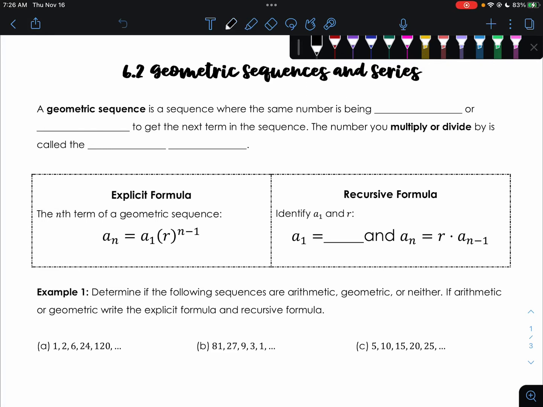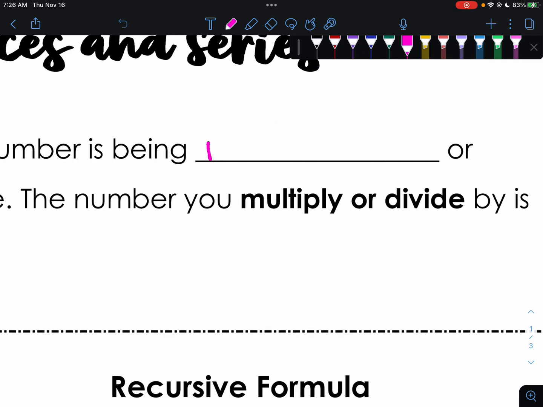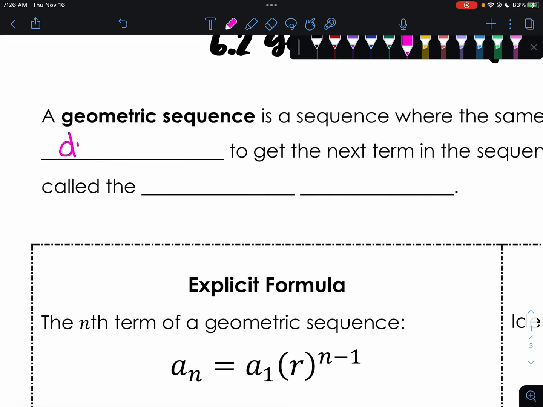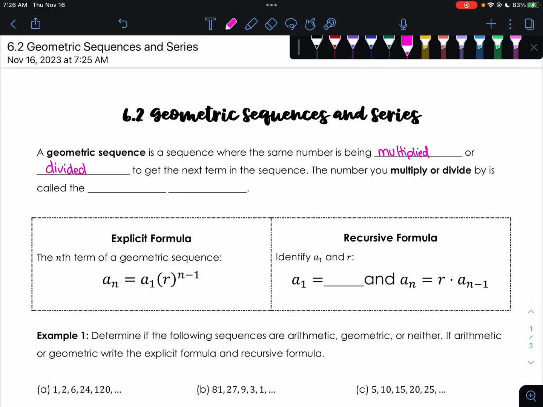In this video, we are going to talk about geometric sequences and series. A geometric sequence is a sequence where the same number is being multiplied or divided to get the next term in the sequence. The number you multiply or divide by is called the common ratio, and we use the letter r to show the common ratio.